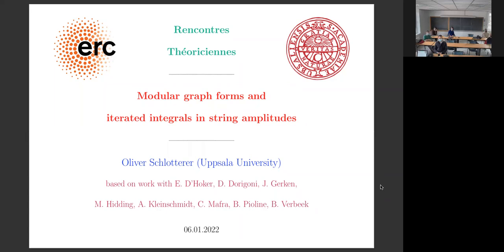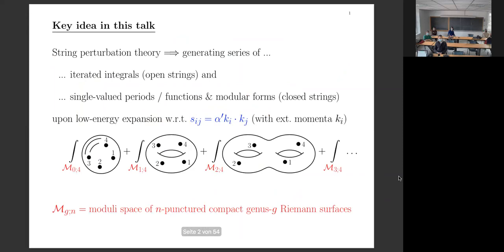All right, so what is this talk about? The key idea of today is to use string amplitudes as a tool to learn about mathematical structures that come from Riemann surfaces. So more precisely, we will look at the integrals over vertex operator insertions in the worldsheet. And we will go through various worldsheet topologies and see what kind of mathematical structures, what kind of function spaces come about. So in the first place, we can distinguish between open string and closed string cases.